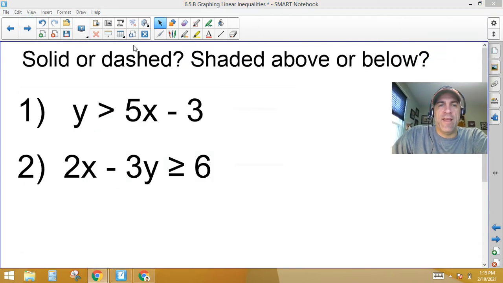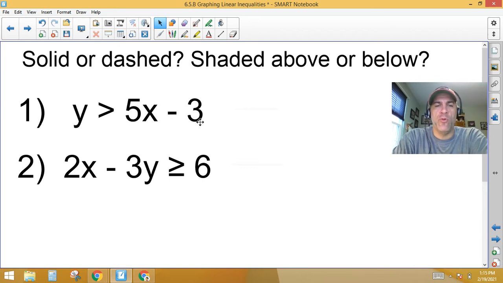So let's real quick take a look here. Will these be solid or dashed? So look at number one. Y is greater than 5x minus 3, solid or dashed? And number two, same thing. Even though it's not in slope-intercept form, just look at the inequality and tell me solid or dashed. Number one is dashed because it's not "or equal to." And number two is a solid line because it could be equal to that.